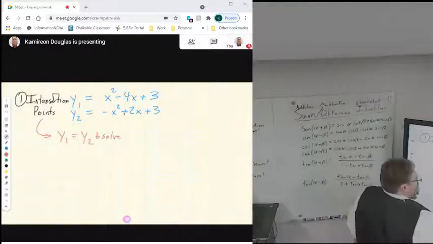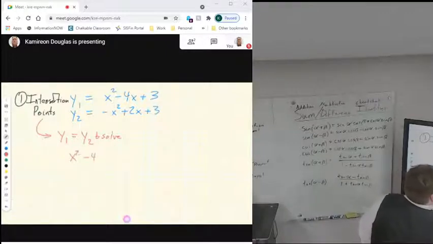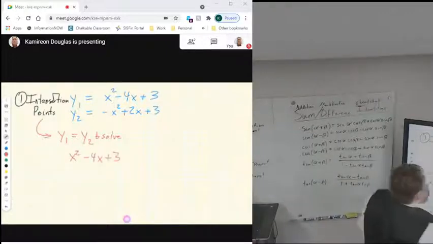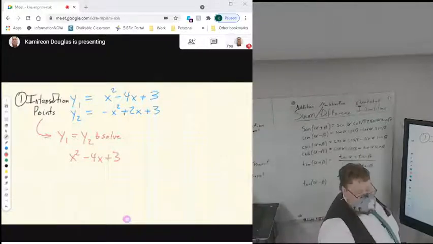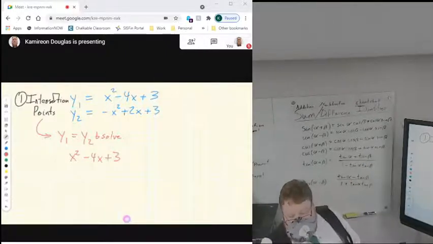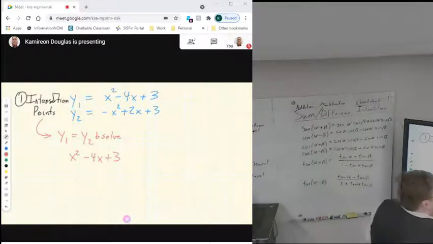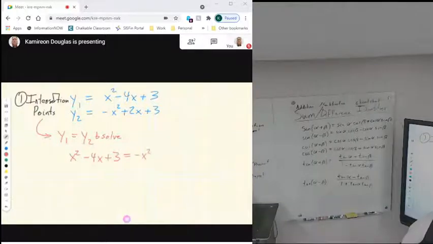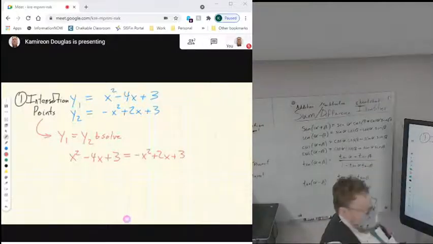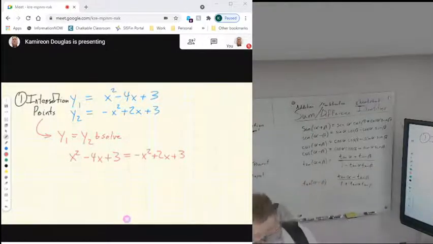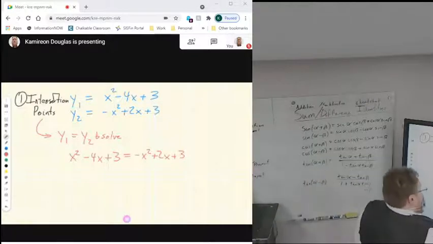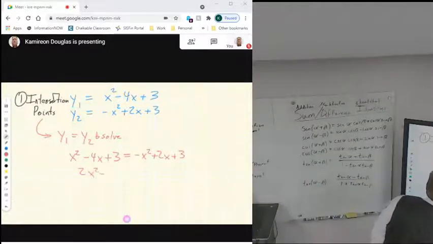So y1 is x squared minus 4x plus 3. Again, if I have a graphing calculator, I'm not doing these steps. I'm plugging them into the graphing calculator, and there it is, right there. I see it. Equals negative x squared plus 2x plus 3. All right, Algebra 1 brains, turn them on. 2x squared minus 6x equals what? 0. Now what do we do?